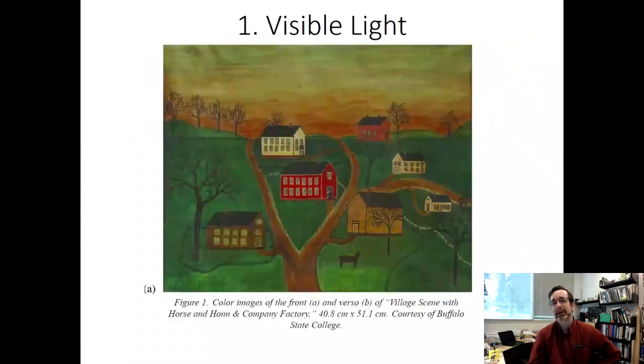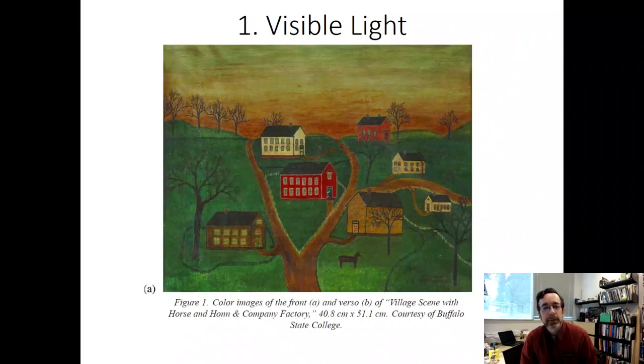So how can we tell? So let's look at the painting. This is what it looks like under visible light. And the style fits 1866. It's sort of a folk art kind of style.